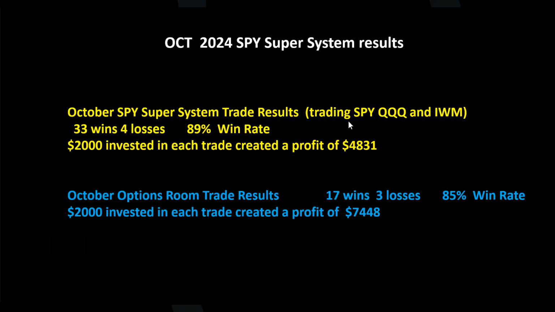The SPY super system trades, the ones that I call trading off the indicators, trading the SPY, the Q, the IWM, the futures: 33 wins and 4 losses is what I had. 89% win rate, up 48.31. These were the trades we took in the room. These are the ones that you would have taken if you're in the room. If you were in the room and you took all these trades, this is about what you would have made, 74.48. This is SPY super system trades.